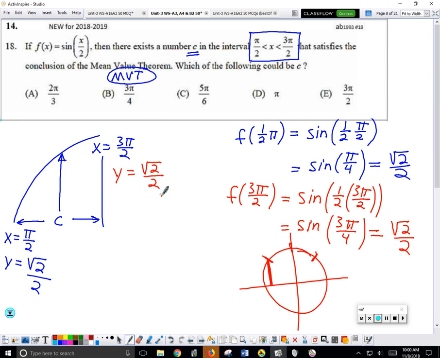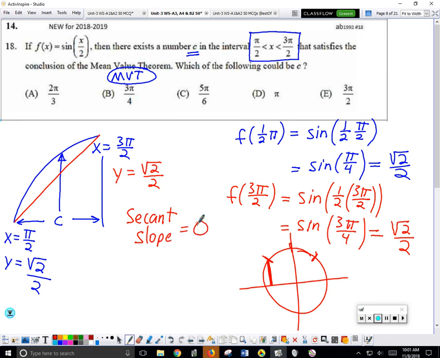So we need the secant slope from here to here. But the y, say it louder, Hadley. The y doesn't change. Secant slope is change in y divided by change in x. If the y doesn't change, say it out loud, what's the secant slope? 0. On that interval, the secant slope is 0.